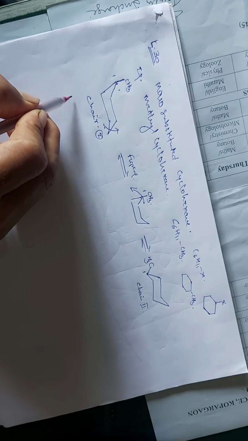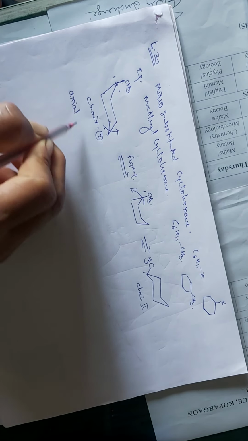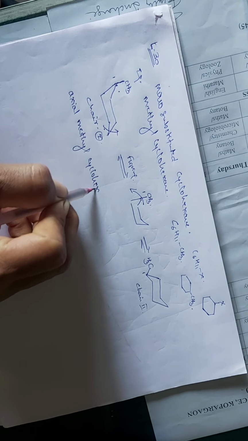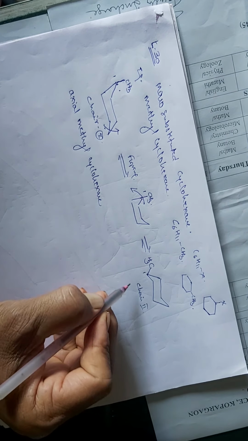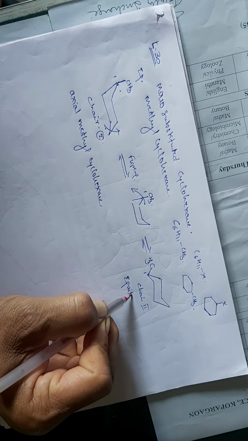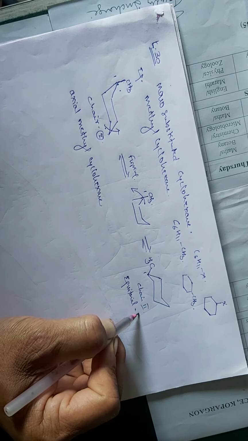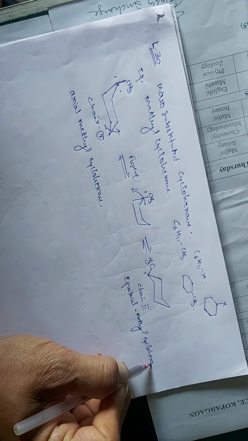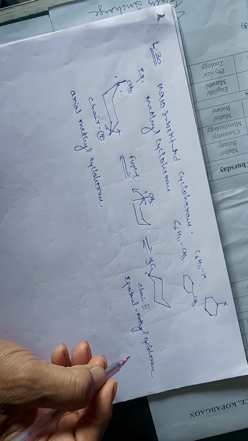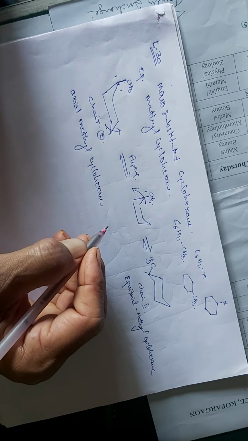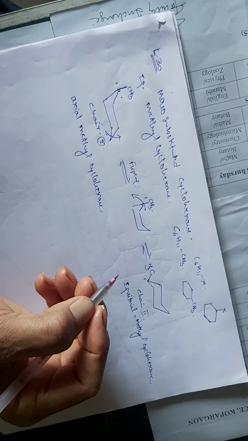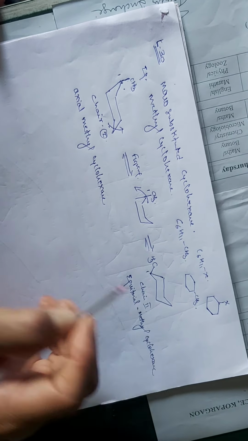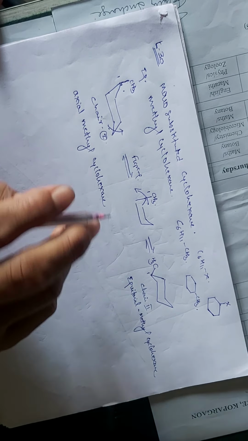The name of this compound is axial methyl cyclohexane, and by flipping of the ring, it gets converted into equatorial methyl cyclohexane. Now the two conformations are possible, and out of these two conformations, we want to decide which one is the most stable. We want to see what happens when the substituent is at the axial position, and what happens when the substituent is at the equatorial position.